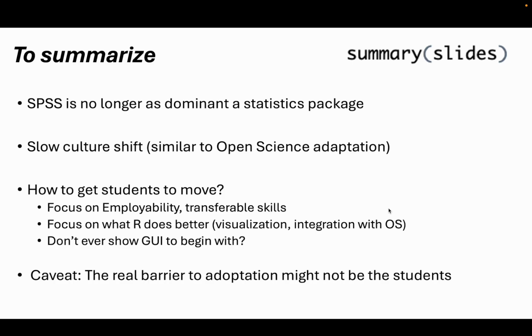So there's been this slow culture shift of moving from these graphical user interfaces to more text-based languages, and that culture shift has been very similar to the adoption of open science, and these two things do go hand in hand a bit because R and Python facilitate open science a lot better than things like SPSS did. Largely because they're open, they're free to use, things like that, and they integrate well with other open science systems like OSF and GitHub.